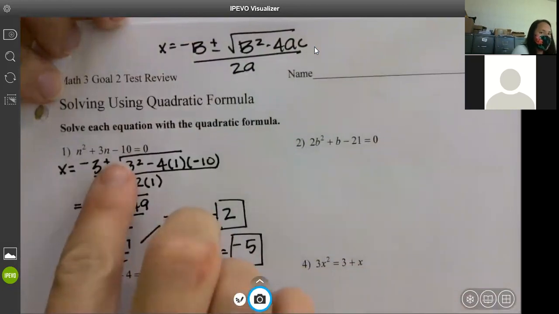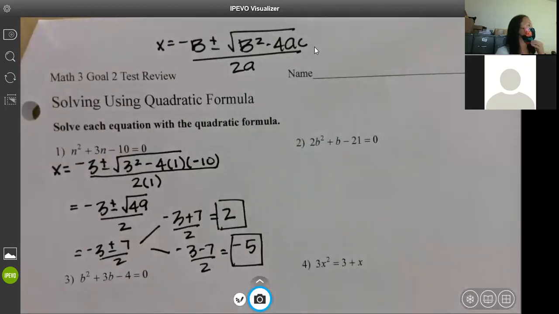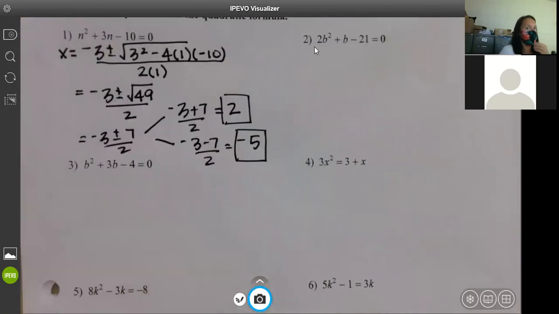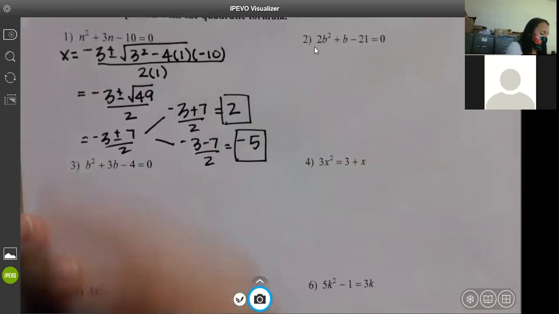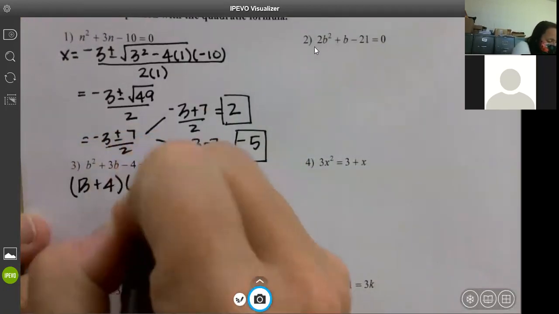What are your factors of -10 that add to 3? Factors of -10 that add to 3. 5 and -2. Remember, our answers are opposite. Okay. So if you can factor, try to factor first. So look at number 3. Do I have factors of -4 that will add to 3? 4 and -1. Yes. So please don't do quadratic formula.